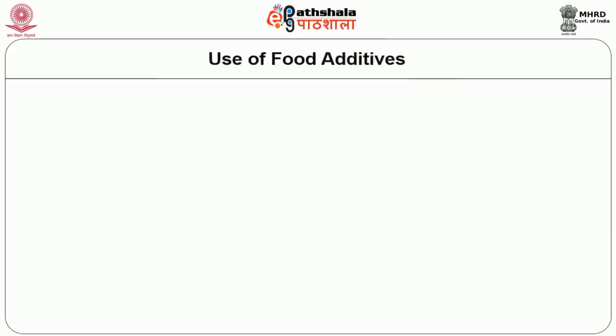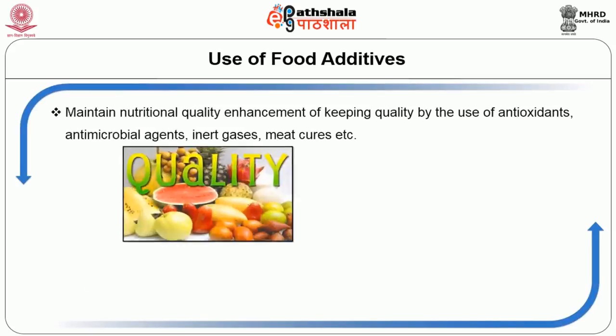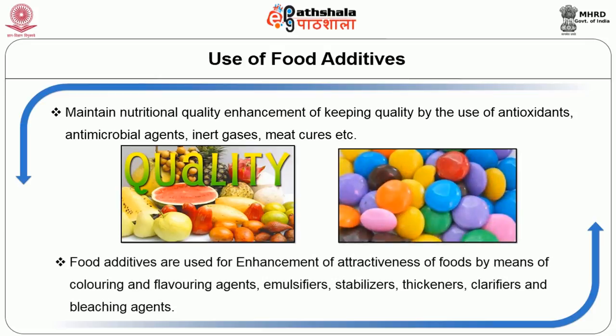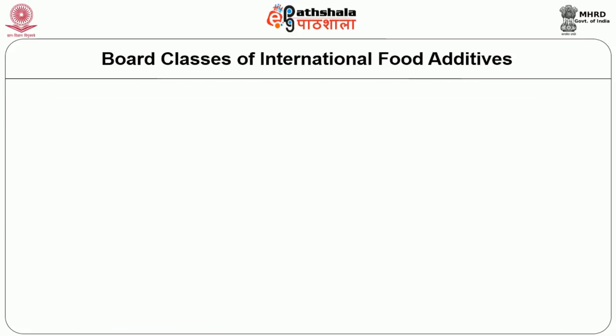The use of food additives. It maintains nutritional quality and enhances keeping quality by the use of antioxidants, antimicrobial agents, inert gases, meat cures, etc. Food additives are used for enhancement of the attractiveness of foods by means of coloring and flavoring agents, emulsifiers, stabilizers, thickeners, clarifiers, and bleaching agents.